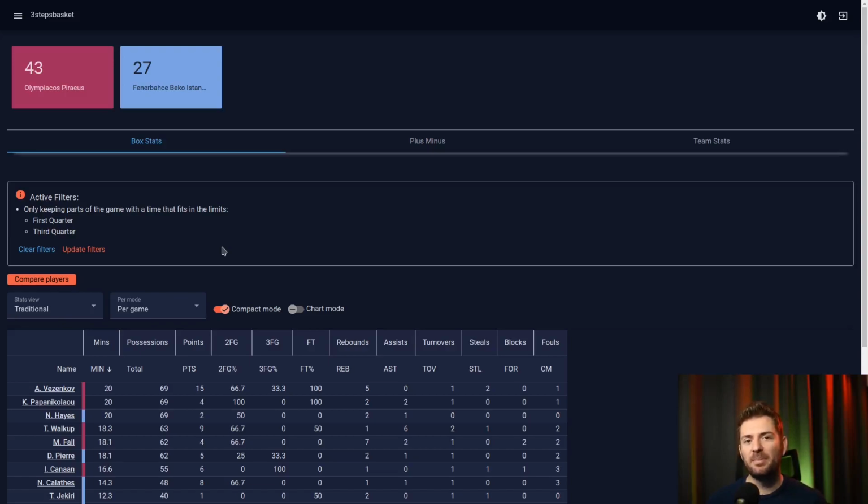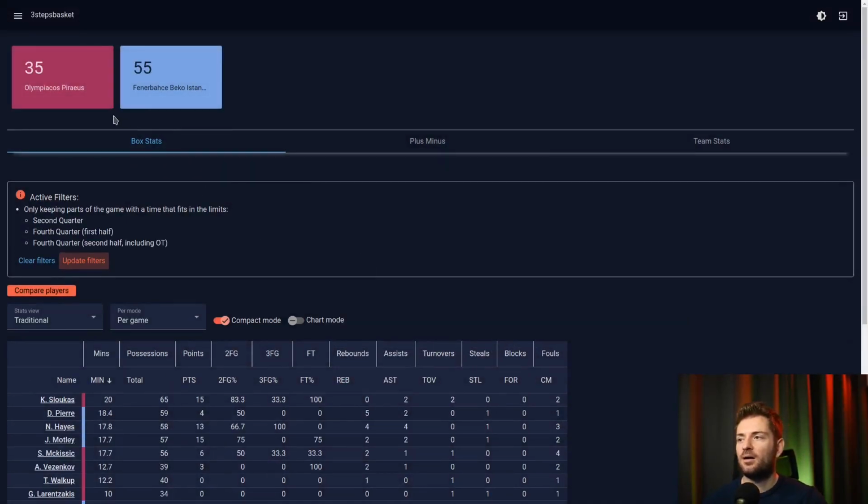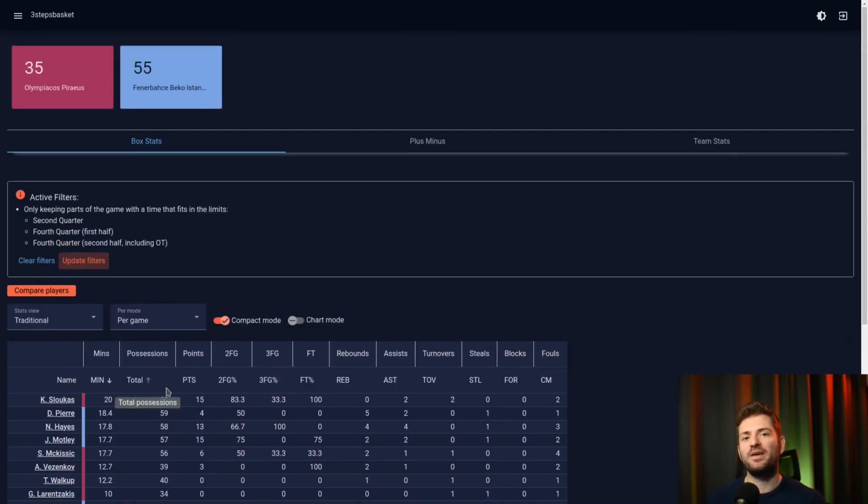Now let's see what happened during the second and the fourth quarters of the game. Update the filters and let's see. Fully different picture on the score, plus 20 for Fenerbahce, and fully different picture on the rotation data. Totally new faces for Olympiacos. By now we know the game was pretty unbalanced, so I'm really curious whether this imbalance is also reflected on the plus minus as well. Let's go and check this out.